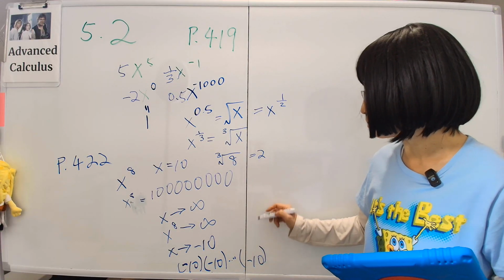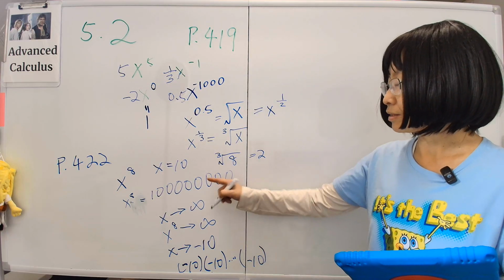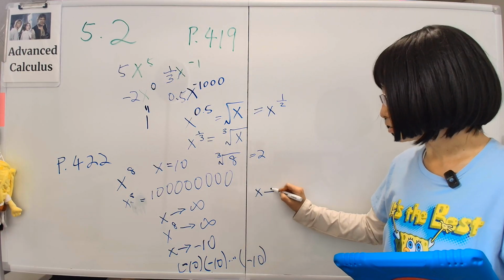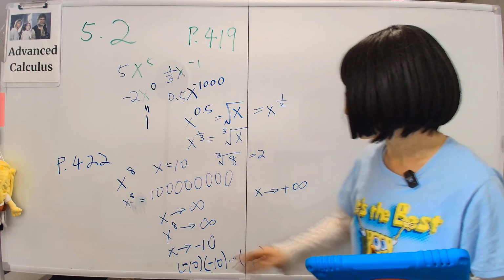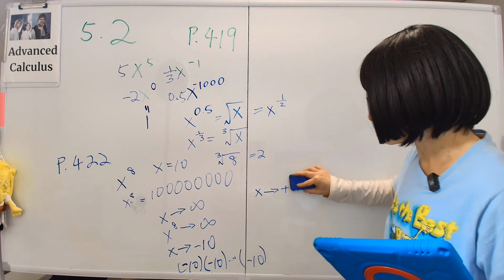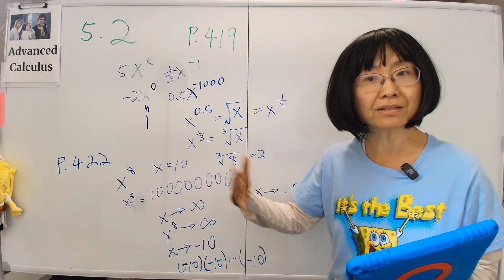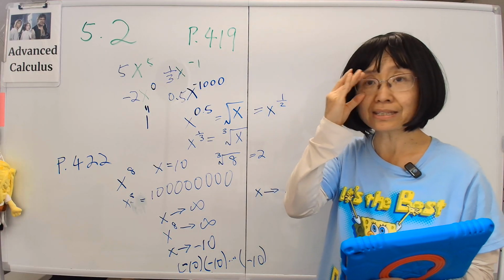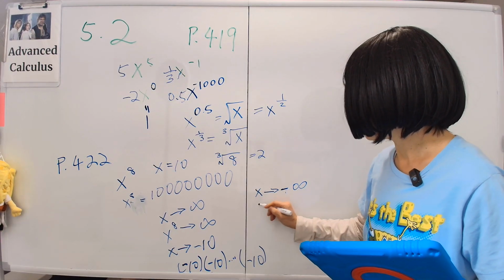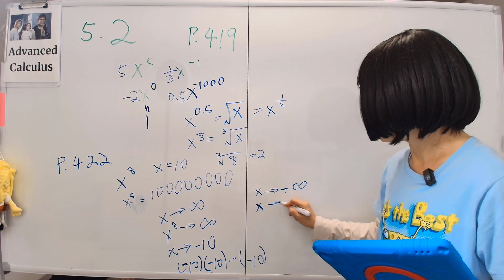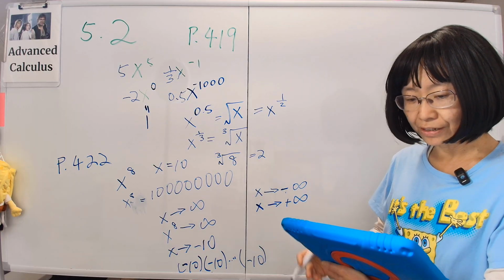So as x goes to negative infinity, the value still goes to positive infinity. The reason is because the power is an even power. Anytime you have even powers, the negative sign appears an even number of times, which means they cancel out each other. As a result, the function still goes to positive infinity. Okay, and so that is example 2.